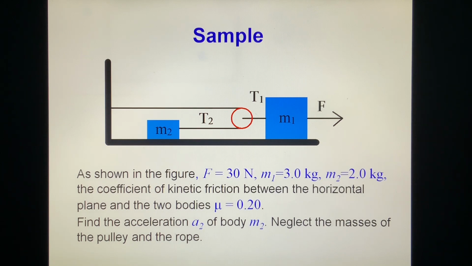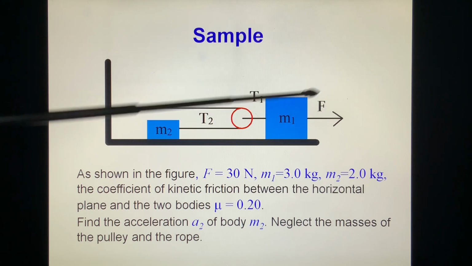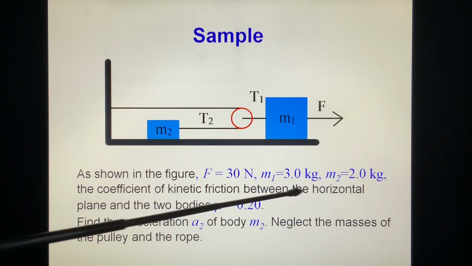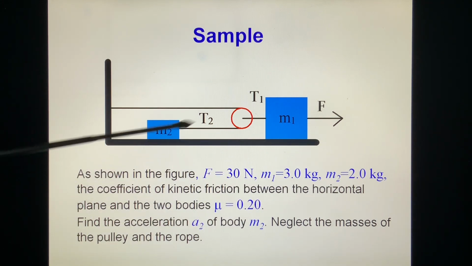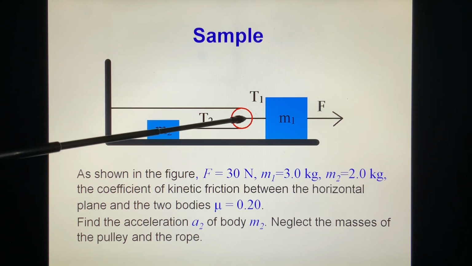As shown in the figure, F equals 30 Newton, M1 is 3.0 kilogram, M2 is 2.0 kilogram. The coefficient of kinetic friction between the horizontal plane and the two bodies, mu, equals 0.20. Find the acceleration A2 of body M2. Neglect the masses of the pulley and the rope.